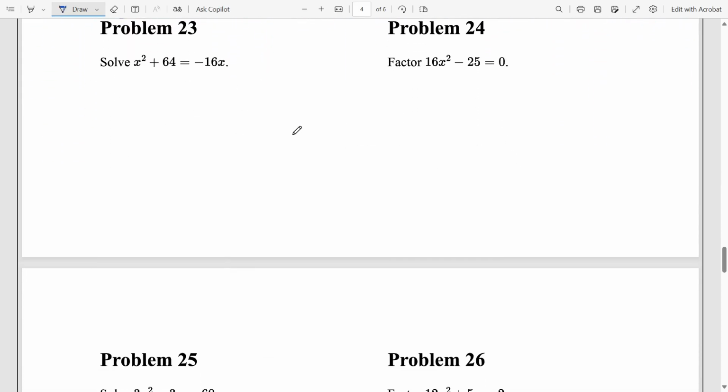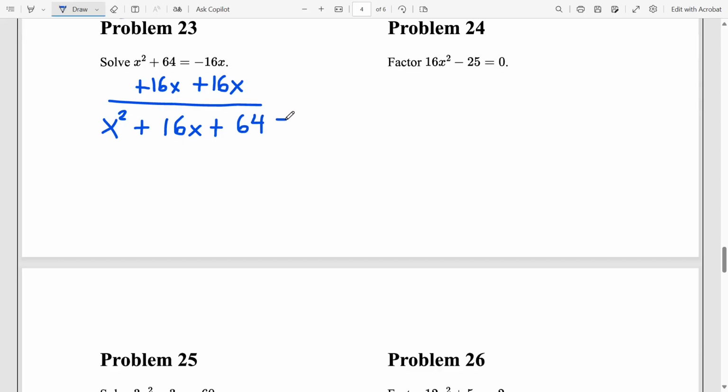Problem 23, we're going to solve x squared plus 64 equals negative 16x. Like the previous problem, we want to get one side equal to 0, so I'm going to add 16x to both sides. So we got x squared plus 16x plus 64 equals 0.